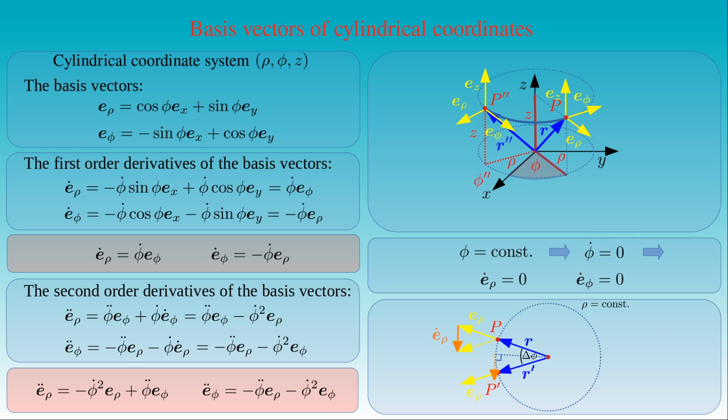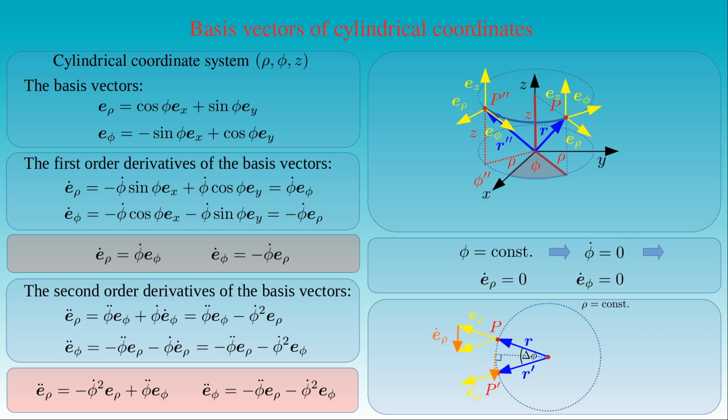If the point P' approaches the point P, then the angle delta phi becomes infinitesimally small. As a result, the difference vector becomes perpendicular to the position vector, that is, it becomes a tangent to the circle. And its length will be equal to the change delta phi in the azimuthal angle. Then the derivative of the basis vector e rho is a tangent to the constant rho circle, that is, it has the same direction as e phi does, and it is proportional to the derivative of the azimuthal angle.